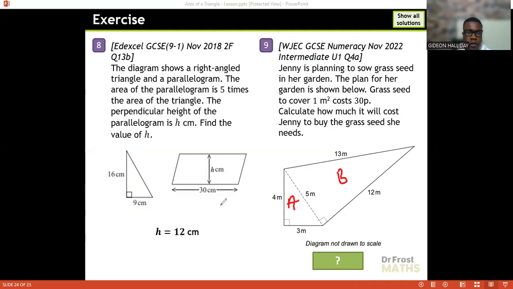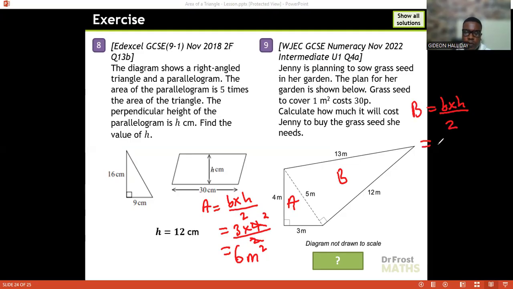For area A, you have base times height over 2. The base is 3, the height is 4. So 2 cancels with 4 to give 2. That gives you 3 times 2, 6 meters square. So area of B is base times height over 2.